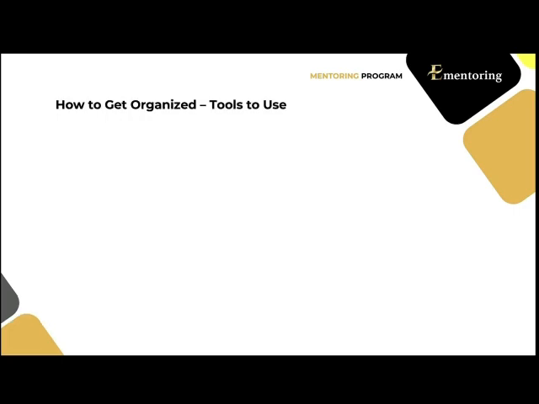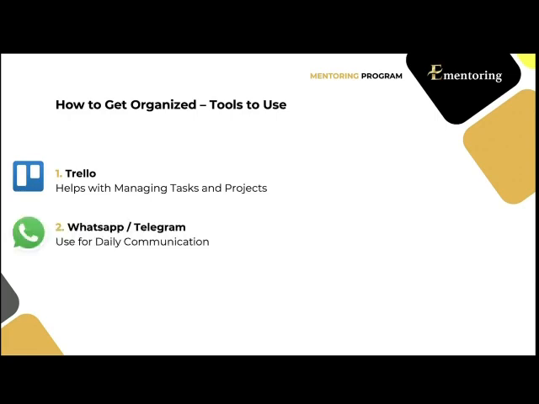In this section, we're going to talk about how to get organized. After you've hired your virtual assistants, you need to get organized to make sure all the tasks are fulfilled, all the work is done, and that you can track the to-dos that need to be done. And for that, I'm using two tools. The first one is Trello, which helps me manage the tasks and the project. And the second one is WhatsApp, just for daily communication. Make sure that they can ask you questions and everything.